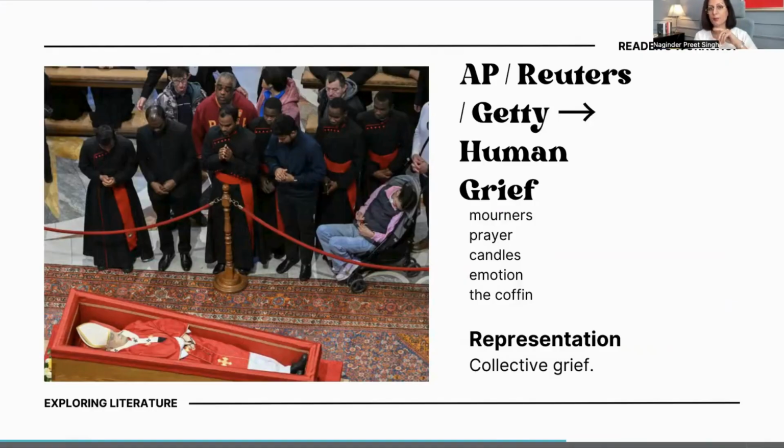In another example, the images taken by Reuters, which is a Getty image, it's a top-down camera angle, and you can see common people. We are looking at mourners. We are looking at people who are praying. There are candles. There's an emotion. You can see the coffin here. So it's about human grief. The representation here becomes the collective grief of humanity at this loss.